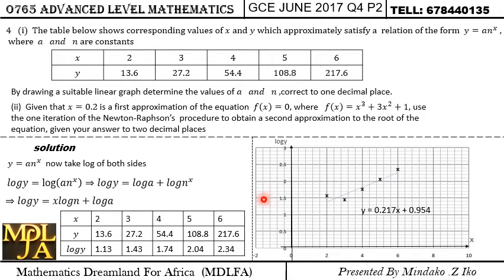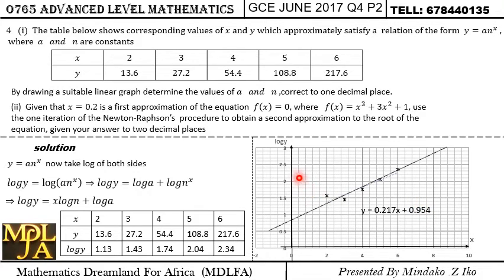So this is a graph, and if I draw my straight line, that is my straight line linking the points. When I was plotting the graph, I calculated the slope already. My slope gave me 0.217, and my intercept gave me 0.954. The intercept is where this line of best fit cuts the vertical axis.